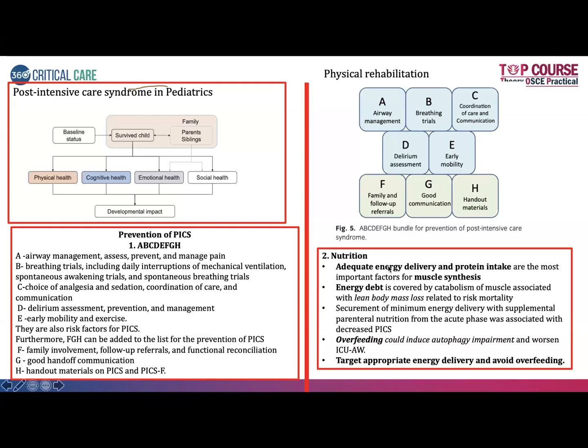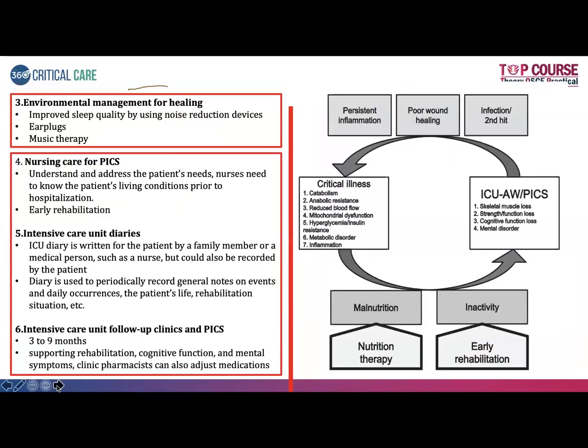Next is nutrition. So always make sure the nutritional status is appropriate and maintained. Energy delivery, protein intake necessary for muscle synthesis. If there is energy deficit because of catabolism, always try to supplement with parenteral nutrition if the enteral nutrition is not adequate. Overfeeding can also induce autophagy and impairment. Appropriate energy delivery, avoid overfeeding. So other aspects, so we looked at A, B, C, D, E, F, G, H.